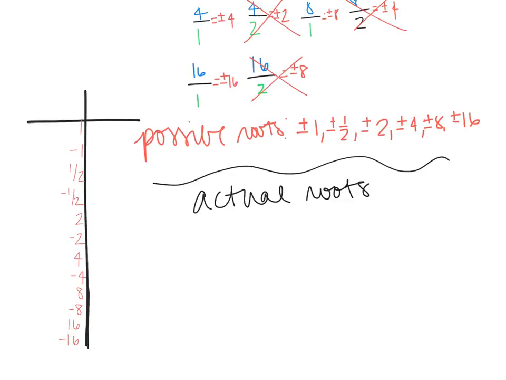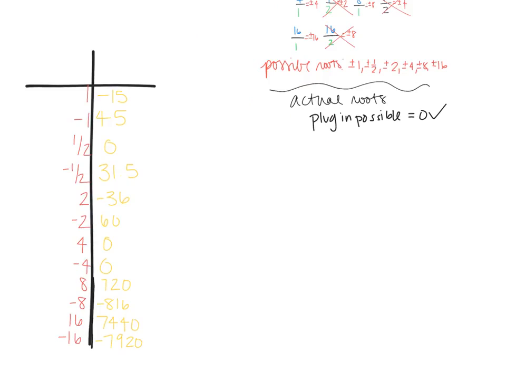So in order to figure out what my actual roots are, I plug in the possibles, and I am looking for what equals 0. If it equals 0, it's a root. It's a 0. It's an x-intercept. If it doesn't equal 0, it's not a root. It's not a 0. It's not an x-intercept. So I plug each of these numbers into the calculator, and I see what happens. So I'm going to end up doing a lot of math, but it's, again, not complicated math.